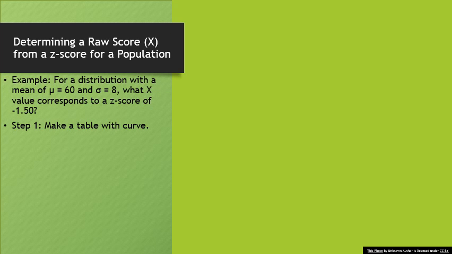Again, the mean is 60, so you're going to put the value of 60 on the x row just below the 0 for the z-score, and you're going to count by 8s because the standard deviation is 8, and fill out your table.